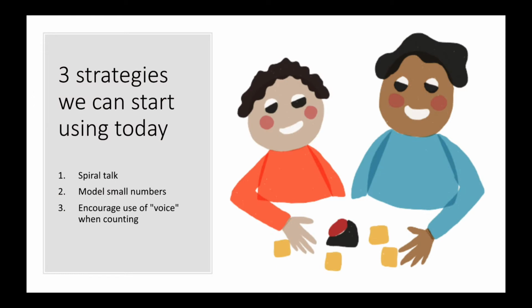So let's get into the strategies that you can start using today. How can you start to be infusing some of this math, language, and vocabulary into your day-to-day? How can you start to teach your student to use these words in a naturalistic way? So we're going to look at 3 strategies: spiral talk, modeling small numbers, and encouraging the use of voice when counting. So let's take a look.